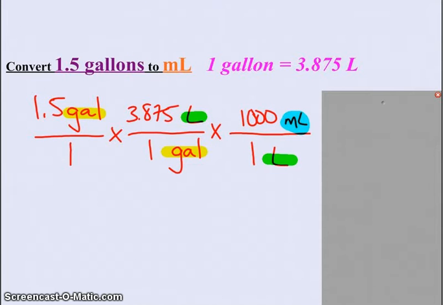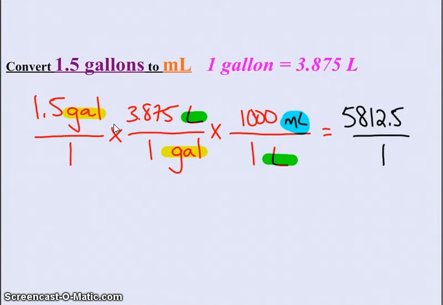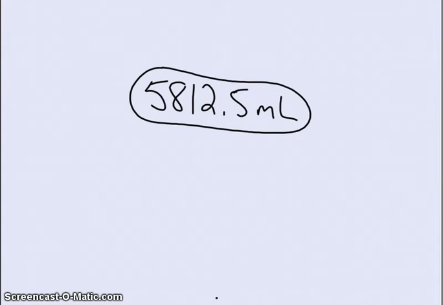And so now, sorry, there's the bell. Now again, I can do my math. Multiply across the top, 1.5 times 3.875 times 1,000 is 5,812.5. On the bottom again we have ones. 1 times 1 times 1. So when we divide, that is my answer.